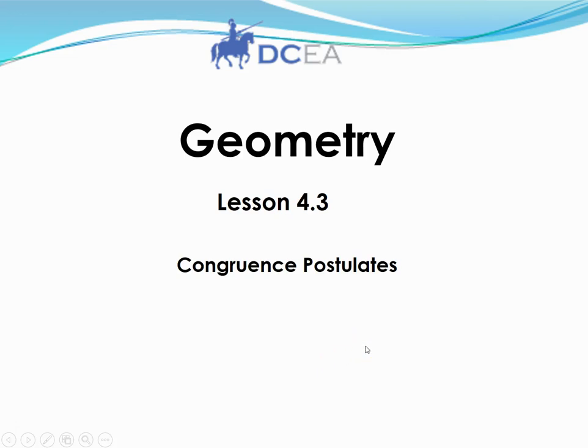Geometry 4.3 Congruence Postulates. We're going to prove triangles congruent using the definition of congruent triangles. We'll show that 6 pairs of corresponding angles and corresponding sides are congruent. We're going to do this using constructions as our basis.